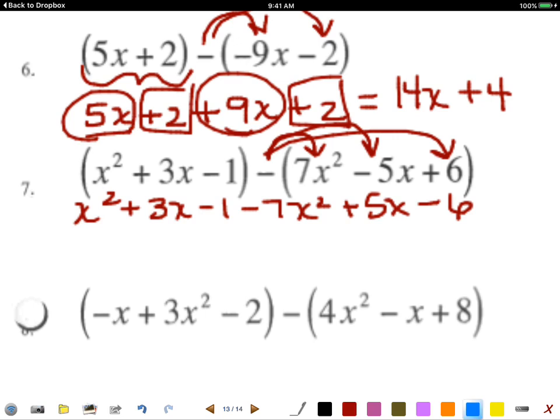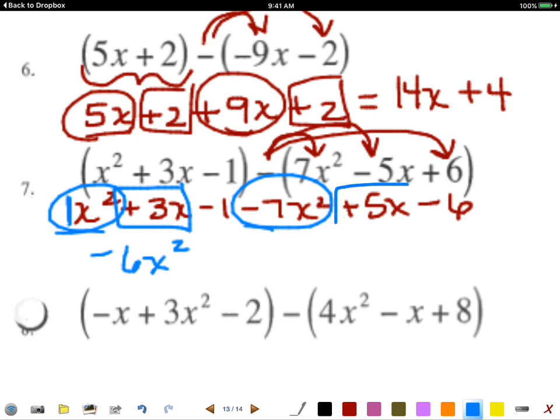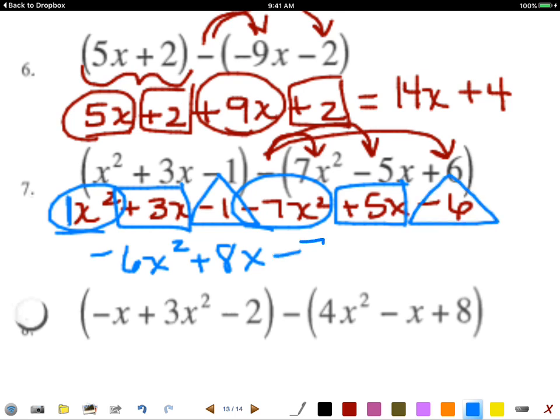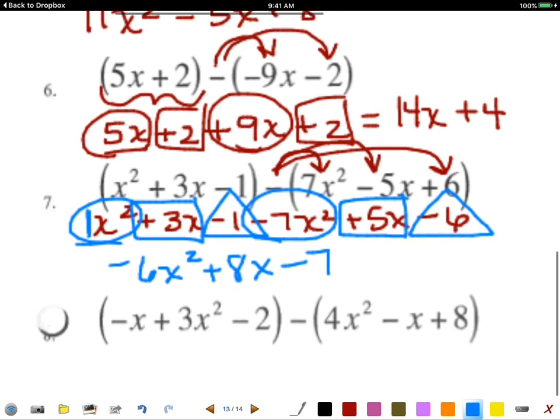What can we combine? The x squared and the negative 7x squared. What's that going to make? Negative 6x squared. Or you could say negative 6x to the second power. All right, then we could combine the 3x and 5x. What's that going to make? Plus 8x. And then minus 7. Very good. Try the last one on your own.